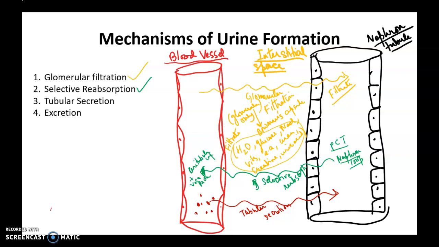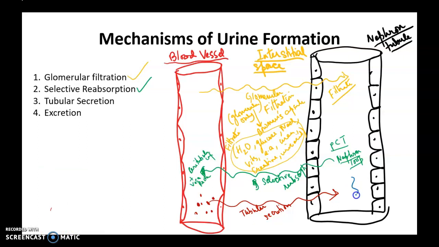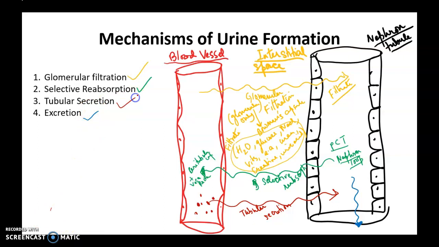And then the fourth process is called excretion, which takes place from the nephron tubule out into the ureter. So that's excretion. All right. So we have talked about all these processes that lead to urine formation.